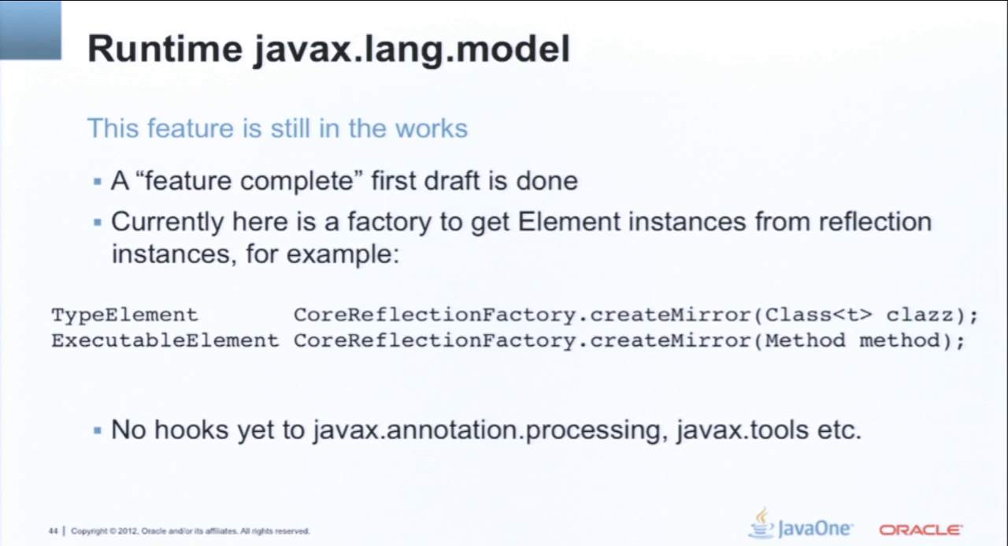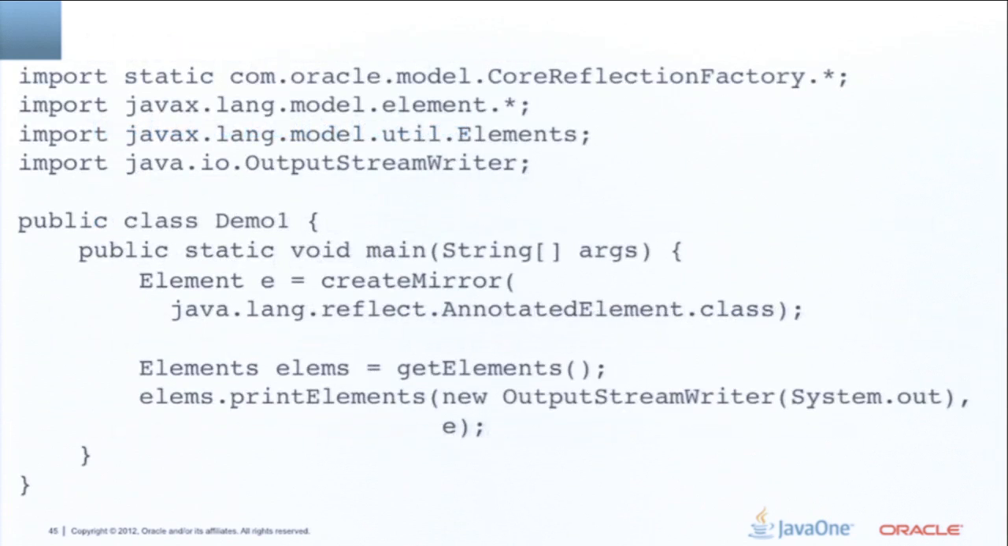And hopefully, our intention is to make this as close as possible to the source javax.lang.model, so that most of your, hopefully all, but most of your code will work equally well on the runtime model and on the source model. But we do not yet have hooks into annotation processing and tools, and I am not sure if we are going to do that or not. So here's an example.